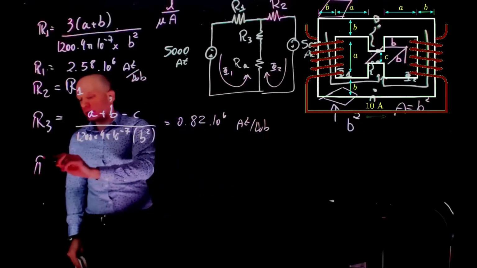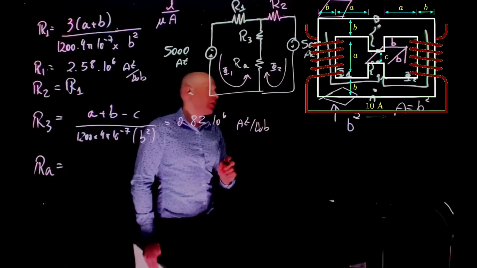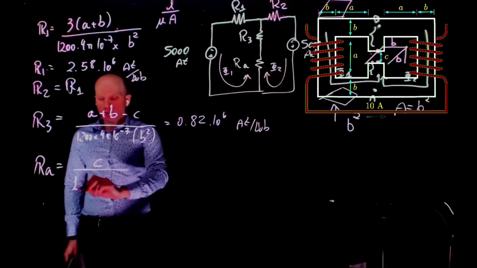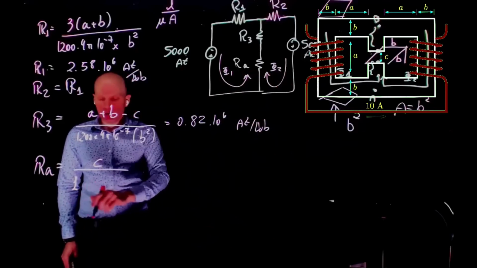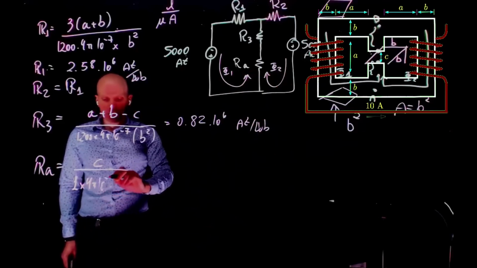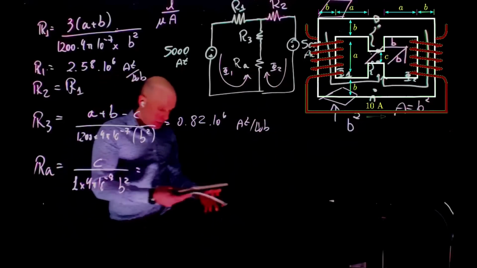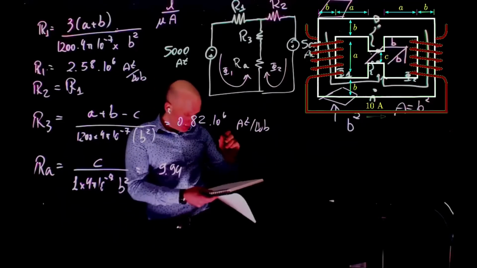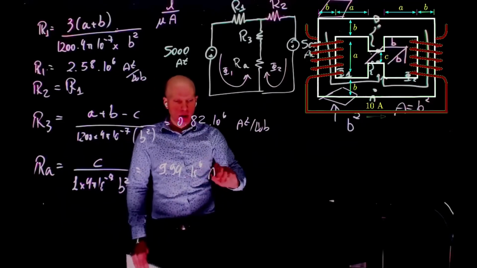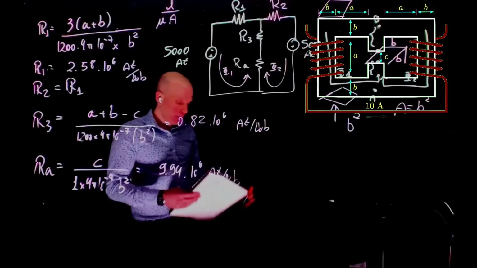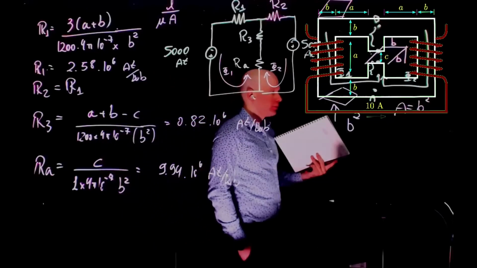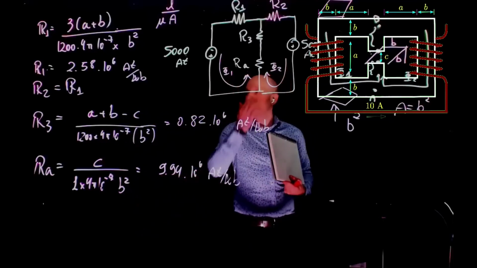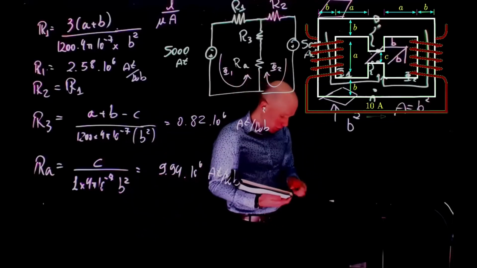And finally, the reluctance of the air gap. What is that? That is easy. That is C divided by 1, the relative permeability of the air, times 4 pi 10 to the power of -7 times B squared. And this is 9.94 times 10 to the power of 6 amp turn per Weber. All right. So now you have all the reluctances. All good. Any questions at this point?